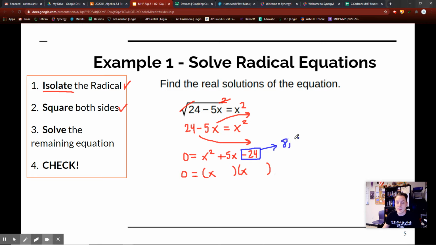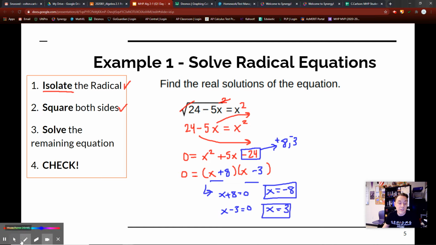Now, if you have 8 and 3, they do add up to 5 if we put the negative with the 3. So 8 minus 3 gives me positive 5. It doesn't matter where I put the positive 8 or the minus 3, so I'm going to put the positive 8 here and the minus 3 here. They multiply to give me negative 24, and when they add together they give me positive 5. Now I can set each one equal to 0: x plus 8 equals 0 and x minus 3 equals 0. So x equals negative 8, and x equals positive 3.